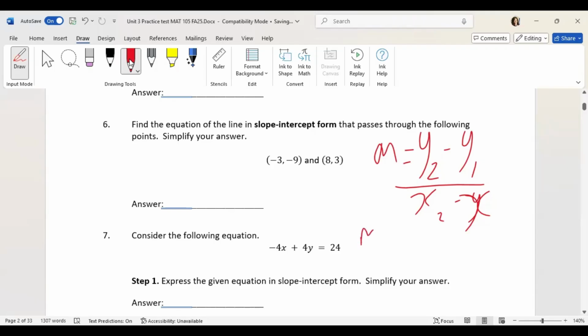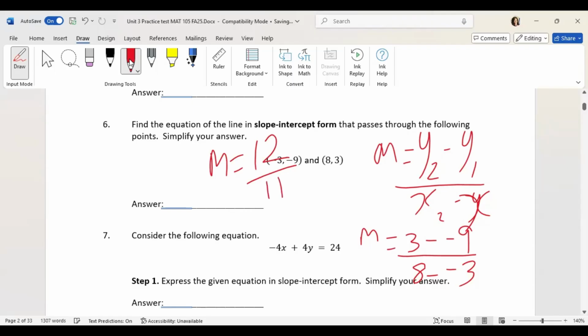So let's find the slope. y2 is 3, y1 is -9, so 3 minus -9, divided by x2, which is 8, minus x1, which is -3. So I have minus minus in the numerator and minus minus in the denominator, so I'm going to be adding. 3 plus 9 is 12, so the slope has 12 in the numerator, divided by 11 in the denominator. So I have the slope. The slope is 12 over 11.